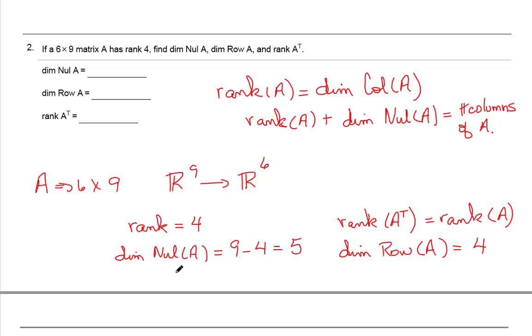Alright, well, the rank is 4, and so I get 9 minus 4 is 5 for the dimension of the null space of A. Well, we do know that the rank of A transpose is exactly the same as the rank of A, and so it has to be exactly the same, which is 4. And the dimension of the row space is 4.